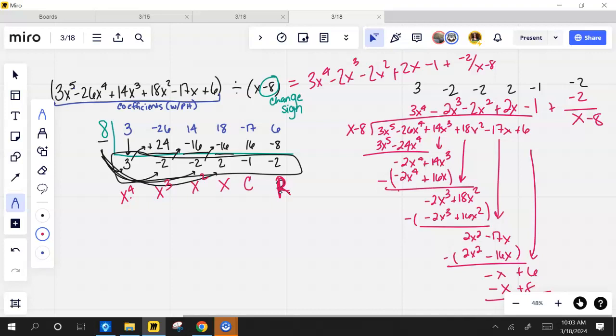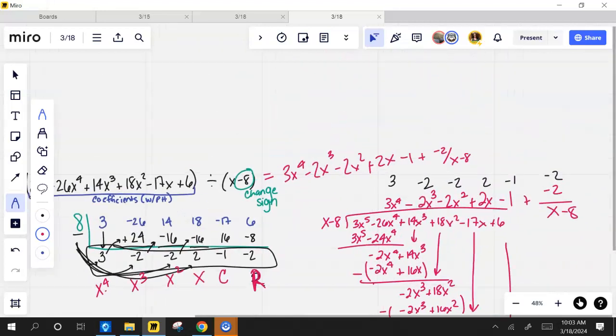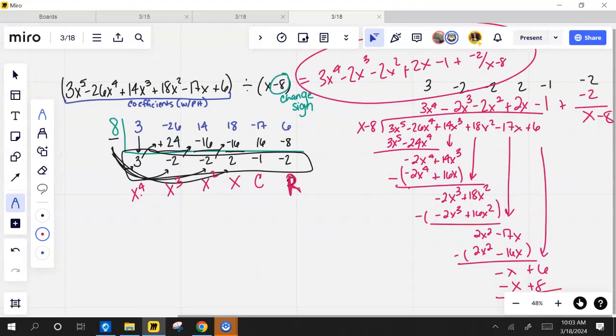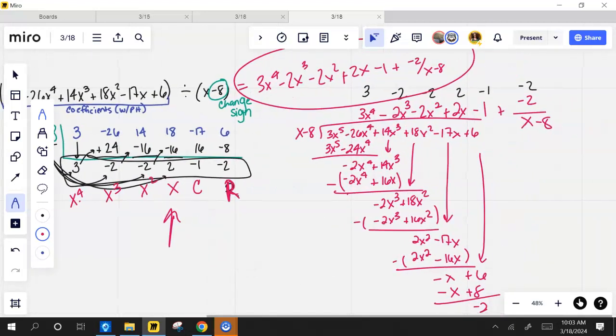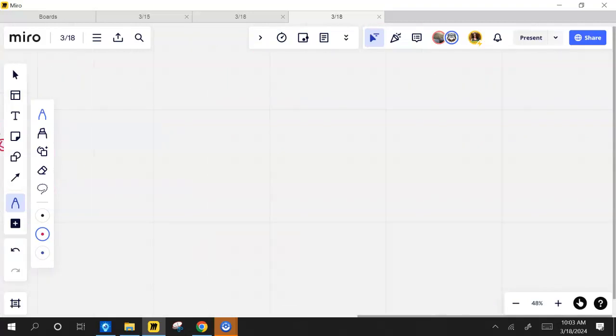What do you think about synthetic? It is a lot easier. Let's do another. Let's do one together. Now, it's really important that you come back and interpret your answer because you can't just leave it like this. You have to tell what it actually is. Y'all got that?